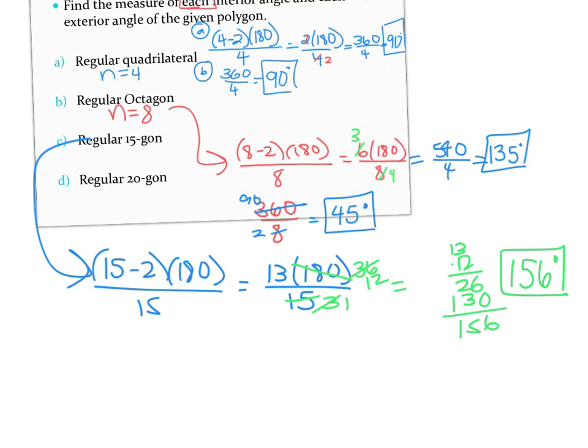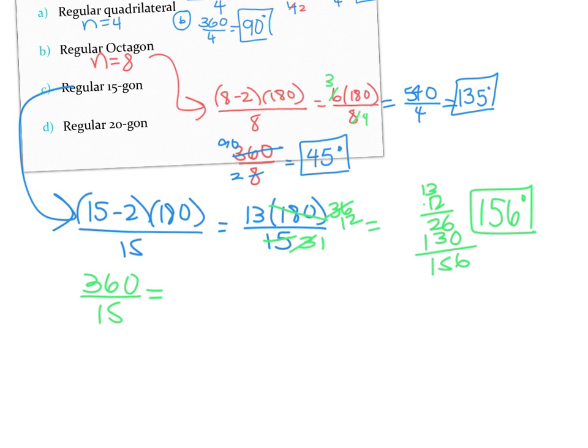Raise your hand if you got it right. Good. Okay. And then each exterior 360 divided by 15. And again, I can reduce it, make it easier on myself. 5 goes in here 3 times and into here 72 times. And then that goes in again. 72 divided by 3, 24.